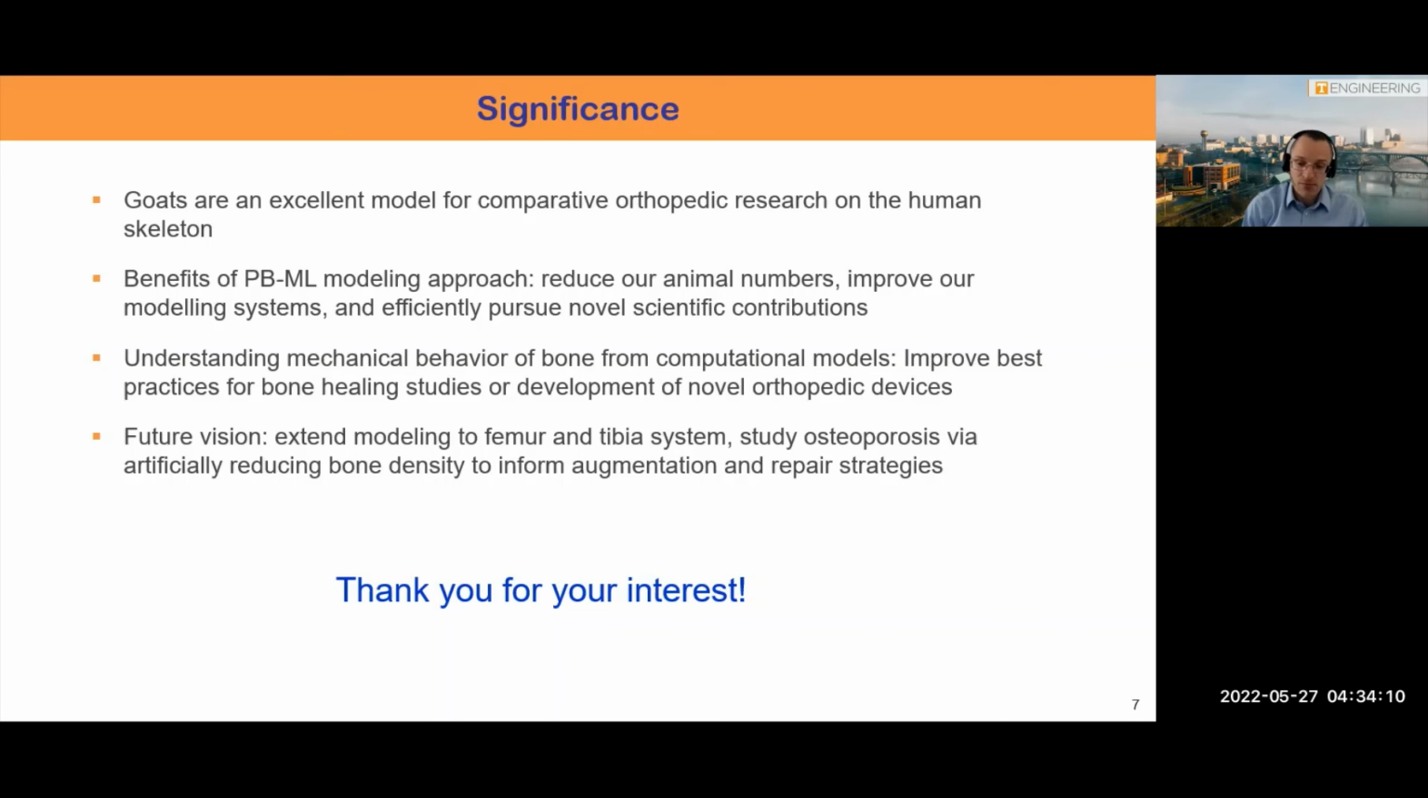The understanding gained from this study of bone responses can help improve practices for bone healing, to know how long it may take before a fracture might heal, or what impacts different defect sizes can have. The future vision is to look at the overall system and study osteoporosis by artificially reducing bone density, using that both in computational models and finally within animal models to observe the effects of augmentation and repair strategies.